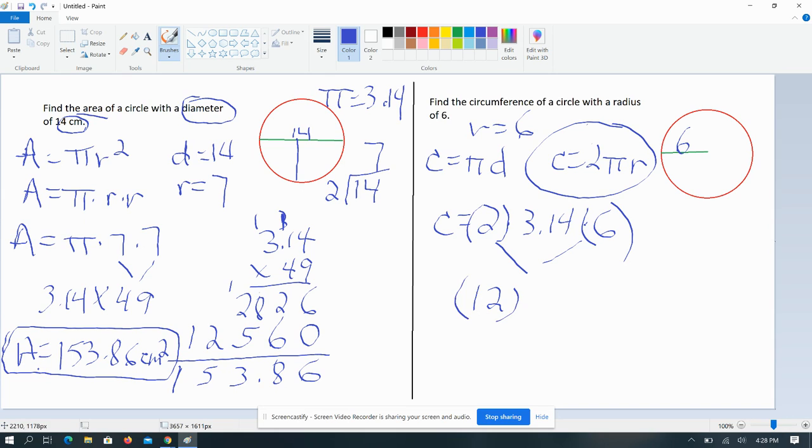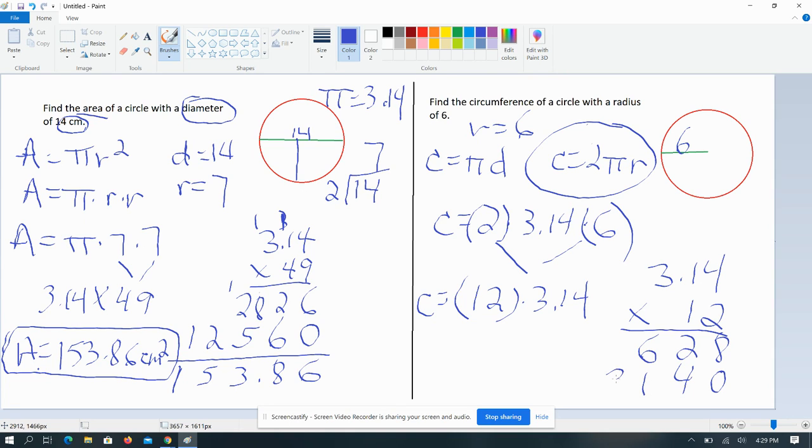And so now I'm going to have 12 times that 3.14, and that'll help me get that circumference. That's my last step. I would do 3.14 times 12 on my calculator, but I'm just doing it the long way here for those of you who want to follow along. So 2 times 4 is 8. 2 times 1 is 2. 2 times 3 is 6. Now I go to my next row down. Put a 0. 1 times 4 is 4. 1 times 1 is 1. And 1 times 3 is 3.